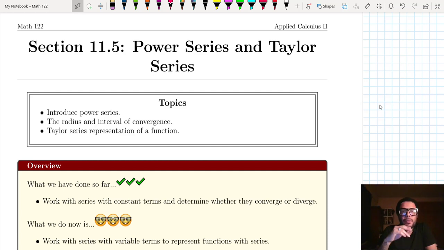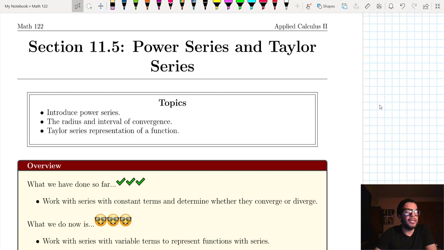All right, so we move on through the chapter. We're almost done, just a couple more sections. We go over 11.5, which is power series and Taylor series. So Taylor, the name Taylor, you may have learned before when we cover 11.1. We're going to go back to Taylor.